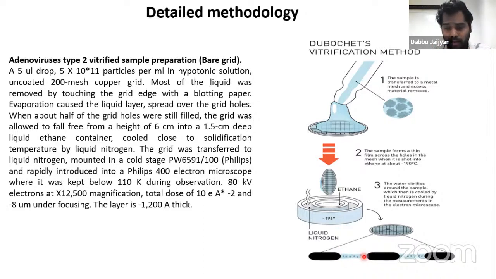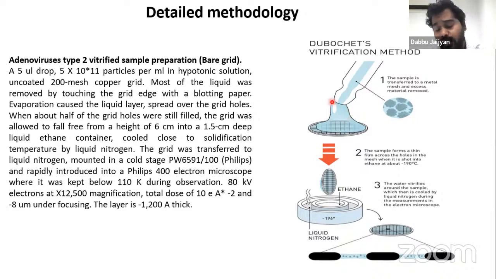This grid thereafter was transferred to the Philips 400 electron microscope, where it was kept below a temperature of 100 Kelvin, and the layer thickness was around 1.2 micron, and the magnification was around 12,500x. So here we can see that in 1984, all the steps that were performed, like preparing a grid, then vitrification, and then imaging, are similar to the ones we do today, but how we do them is the only thing that differs.